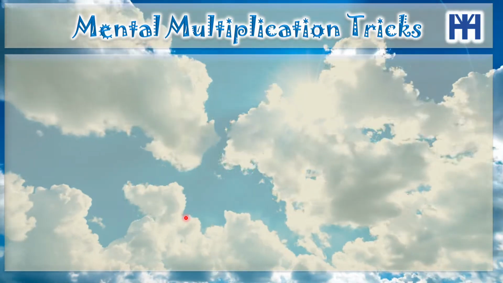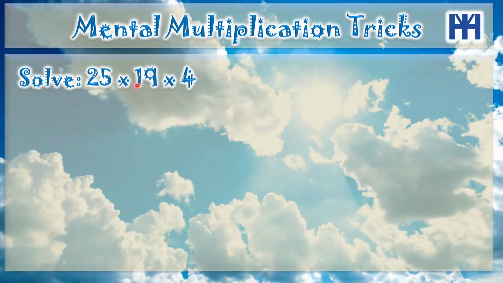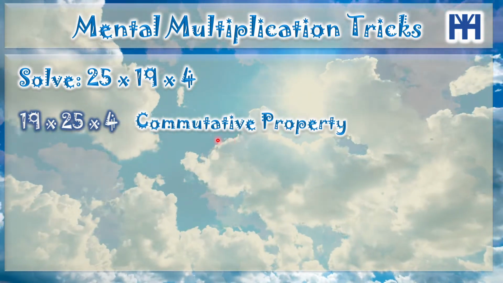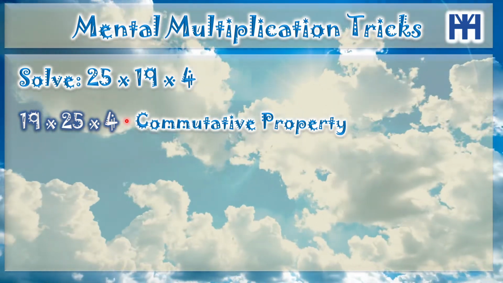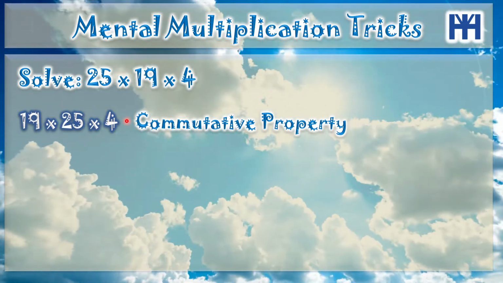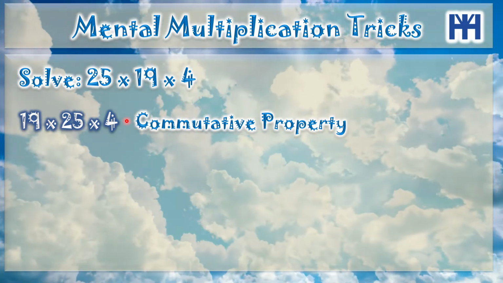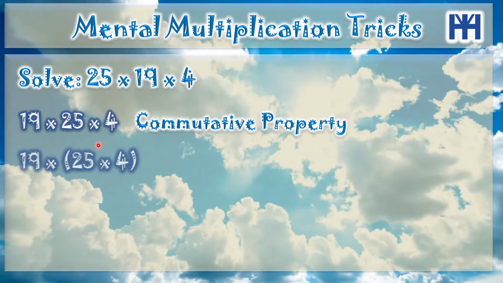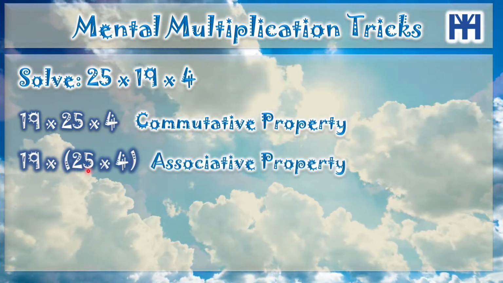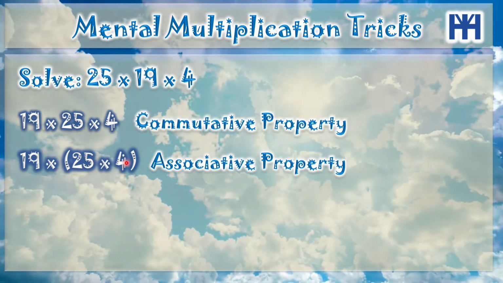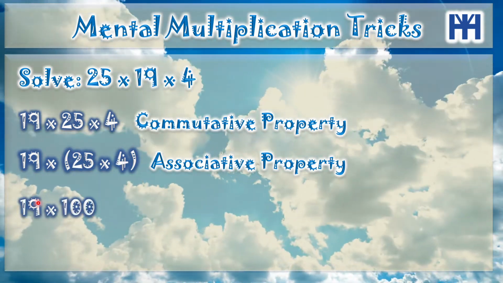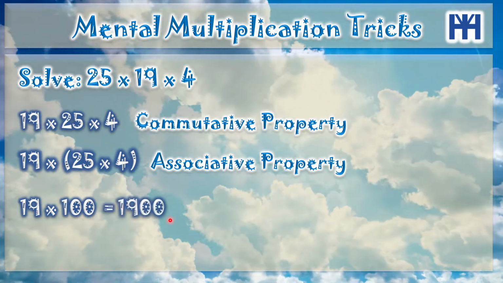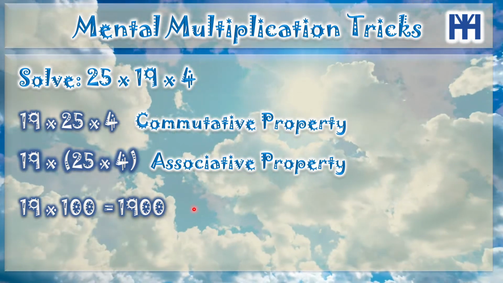Okay, let's try it again. We have 25 times 19 times 4. The first thing I'm going to use is the commutative property to move the 25 beside the 4. The point here is to move the numbers to give you an easier number, maybe 100, a very easy number to multiply. So 25 times 4 is 100, but I will use the associative property to start with 25 multiplied by 4 first. So I'll have 19 times 100, because 25 times 4 is 100. So 19 times 100 is 1900. That's it.